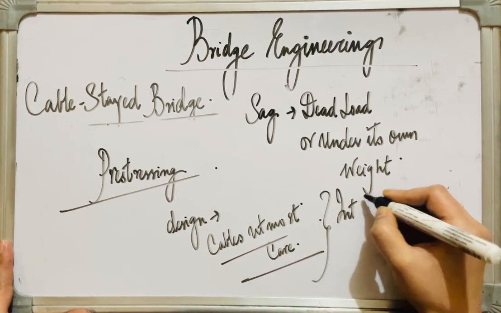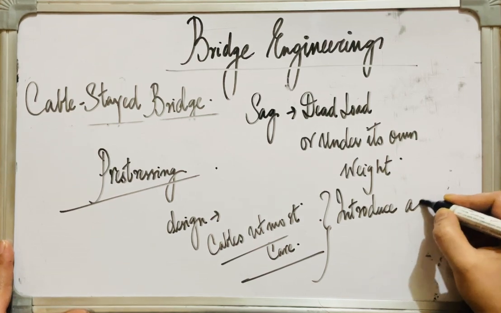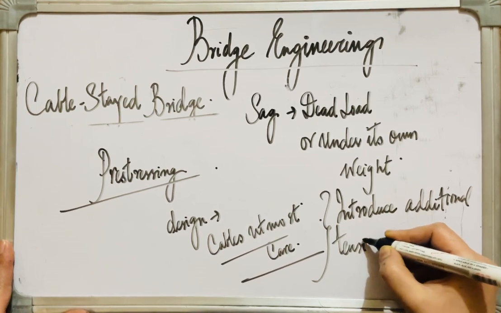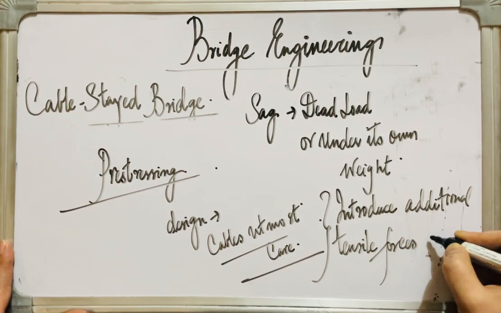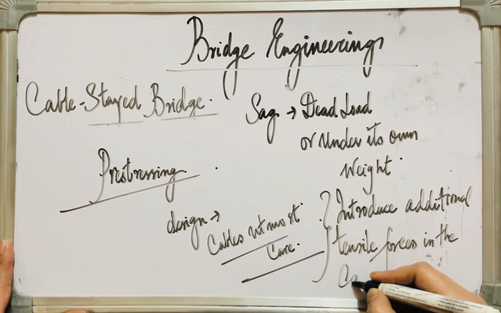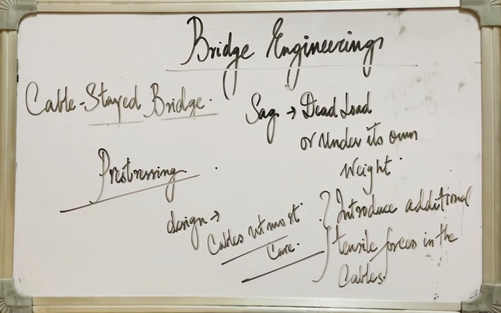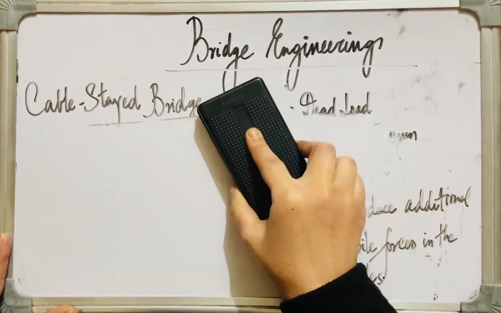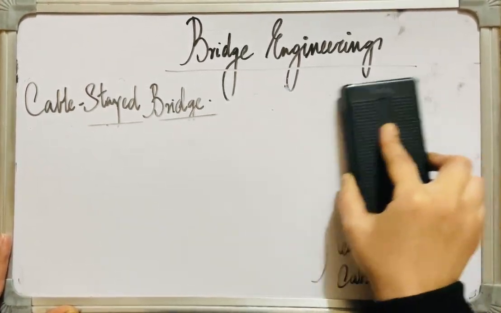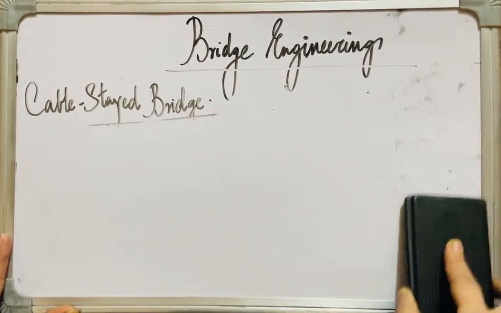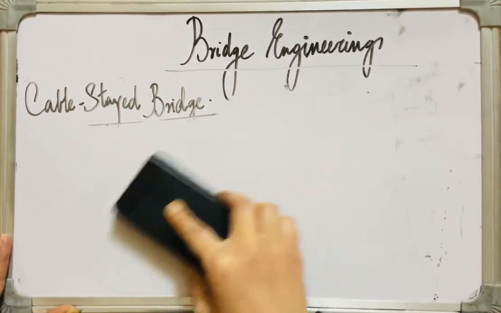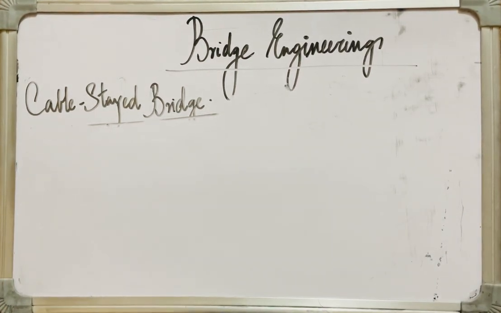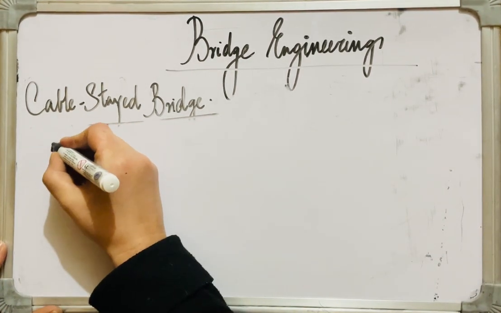We introduce additional tensile forces in the cable. That means we pre-stress our cables, and that has many advantages. Let me write them one by one. Because the sag of the cable under its own weight is a big challenge and a problem, we counter that by pre-stressing the cables by introducing additional tensile forces in the cable. Now it has three important functions.